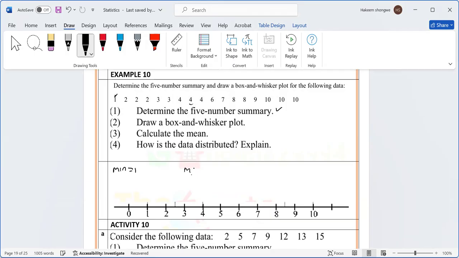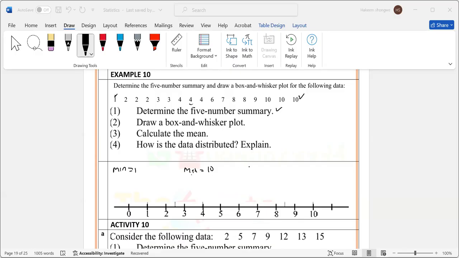And then after that, we have the max. What is the biggest value that we have here? 10. It's 10. So after that, we should draw a box, and we are not done with the 5-number summary.